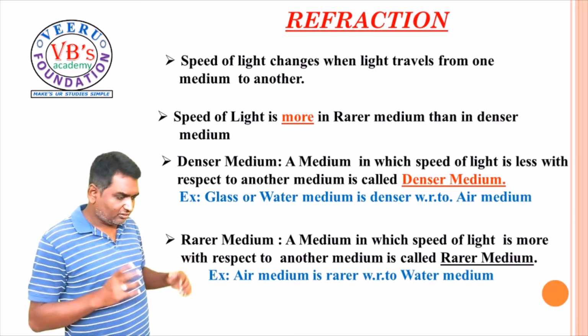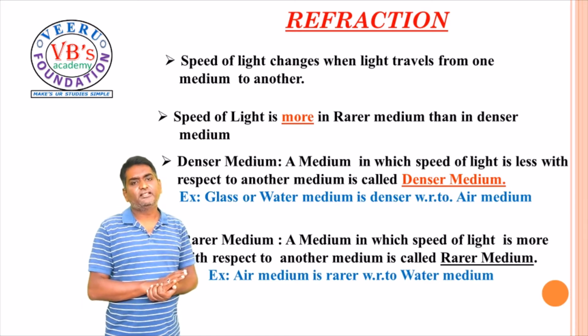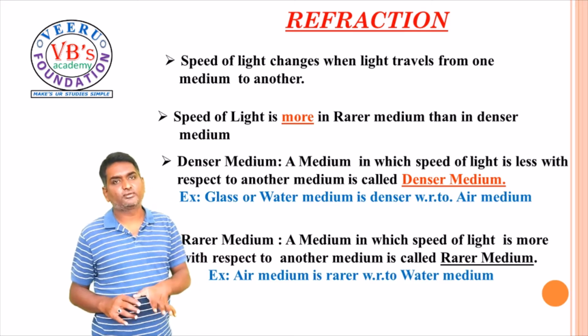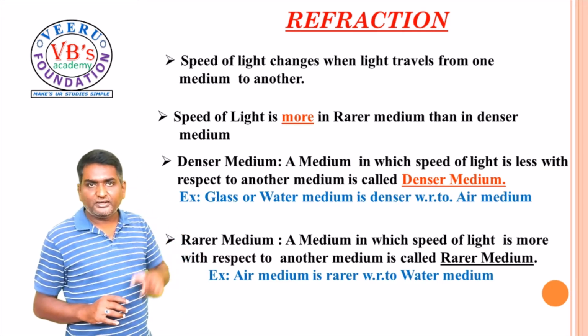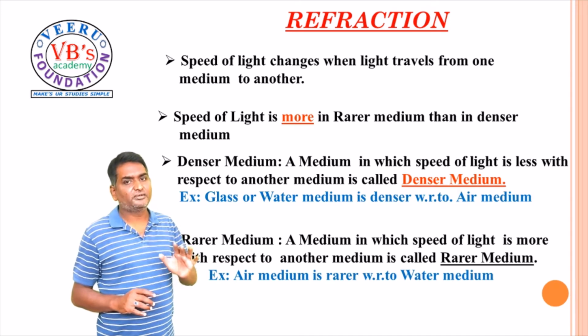So let us have the basic definitions. A rarer medium is the medium in which the speed of light is more. A denser medium is a medium in which the speed of light is less. Are you able to get my point?